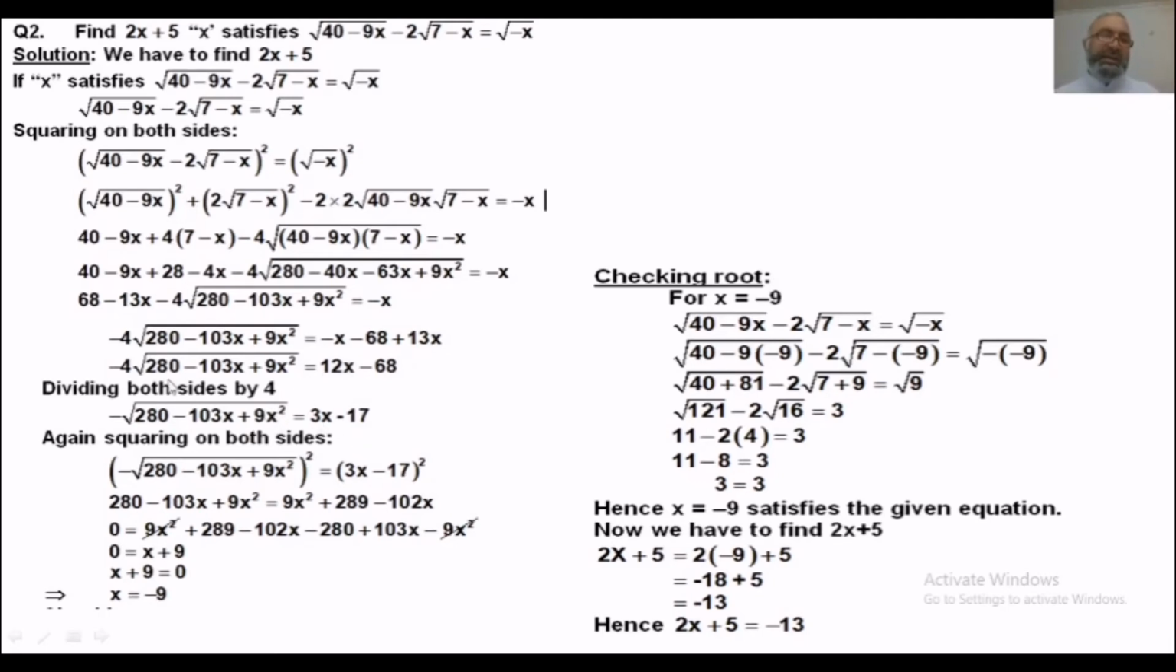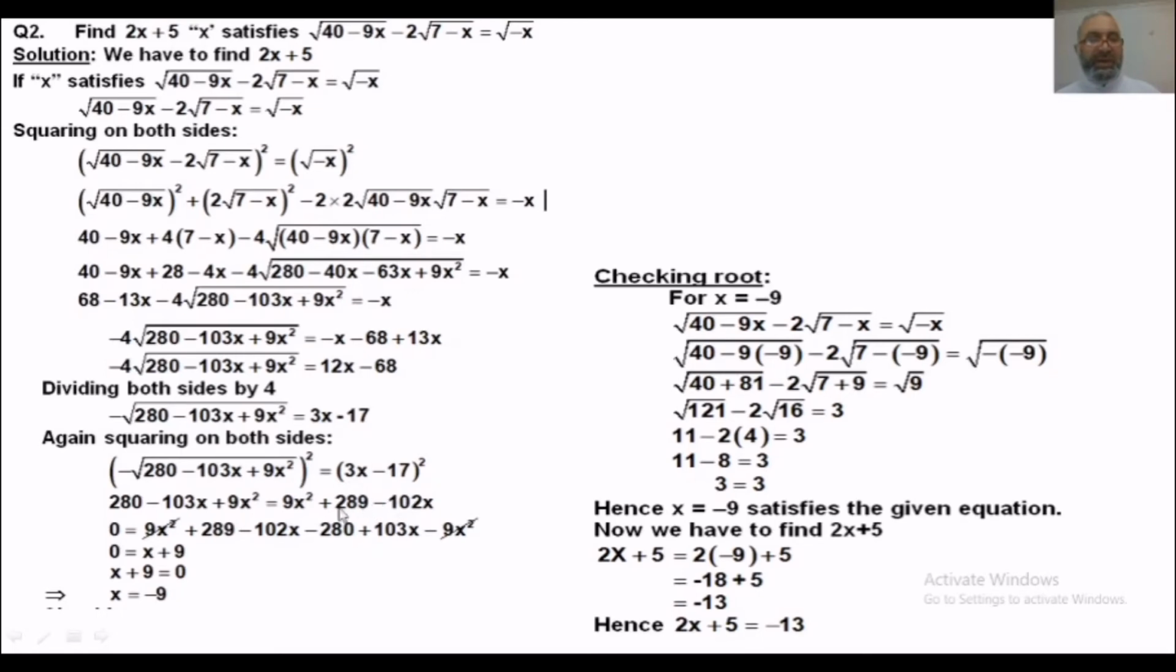Since the radical is isolated, separated, therefore again we square both sides. So the square of the left hand side is equal to the square of the right side. On the left hand side, minus squared becomes positive, and the square cancels with the square root. We get only this term, 280 minus 103x plus 9x square, is equal to, on the right hand side, a minus b whole square. By expanding a minus b whole square we get a square plus b square minus 2ab.